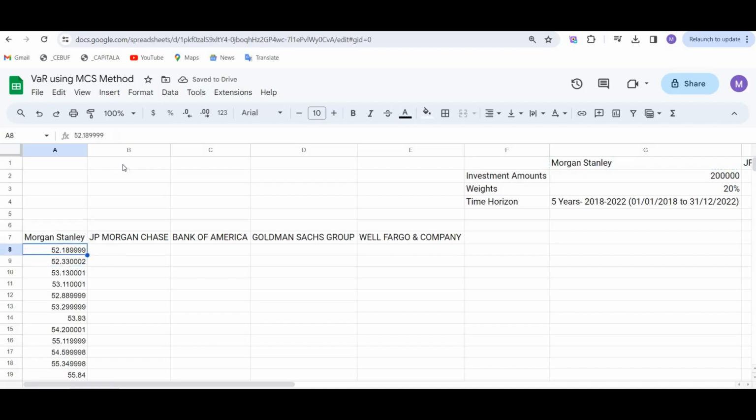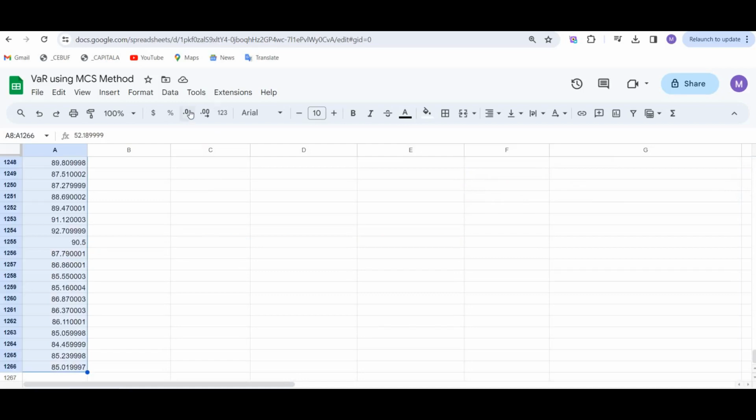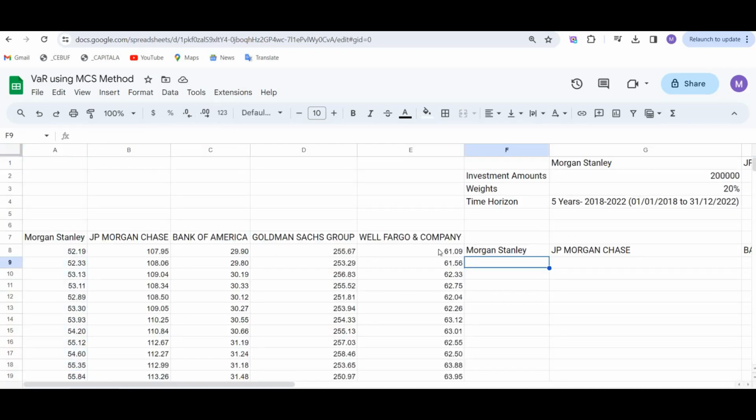Okay, so we do the same for JP Morgan Chase, Bank of America, and the other two. And we'll keep it up to 2 decimal places. After finding the share prices from Yahoo Finance, we leave one row and then go to the next one, copy and paste the company names.